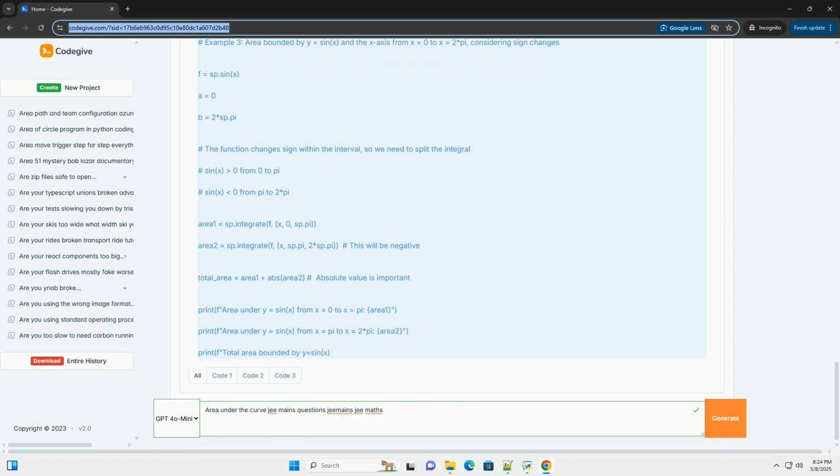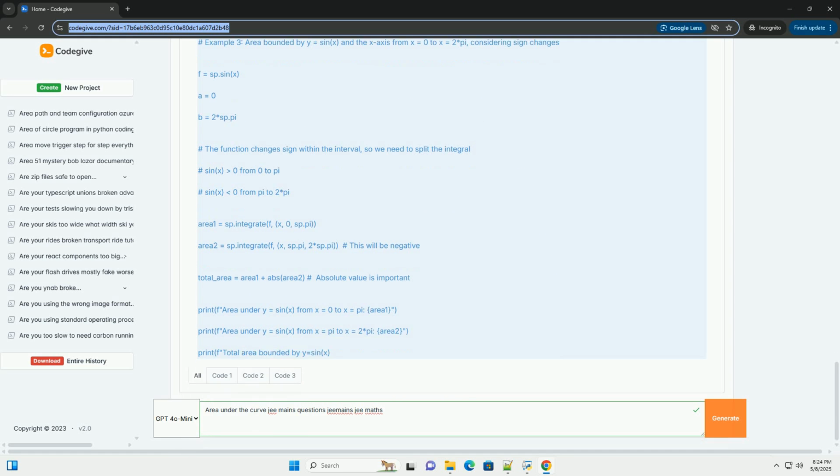3. Determine the upper and lower functions. Identify which function has a greater value, y coordinate, over the interval of integration. This will be the f(x) in the formula ∫ from a to b of (f(x) - g(x)) dx. 4. Set up the integral. Write down the definite integral representing the area. Pay attention to the limits of integration and the correct order of subtraction, upper function minus lower function.